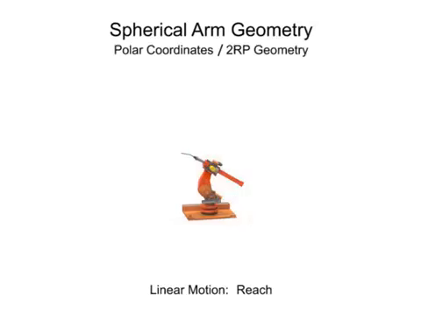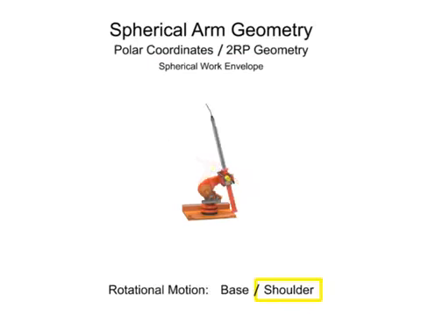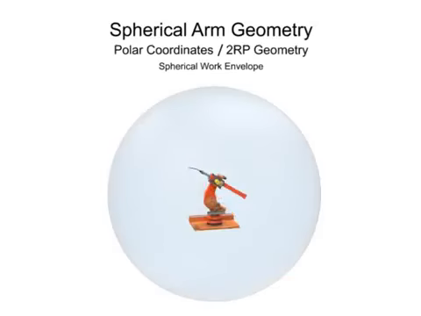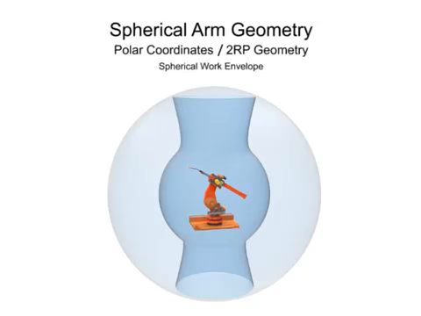Spherical arm geometry robots have a mostly spherical work envelope at their outer reach, but are limited by the linear reach of the arm and the rotation of the shoulder joint. The shape of the robot's inner work envelope is almost conical and does not become a sphere until the arm extends.